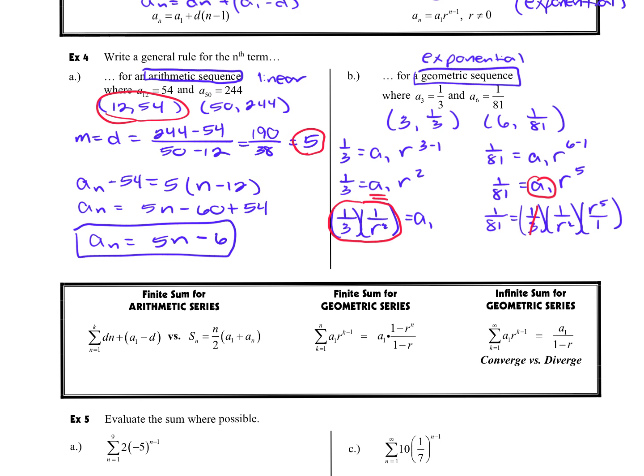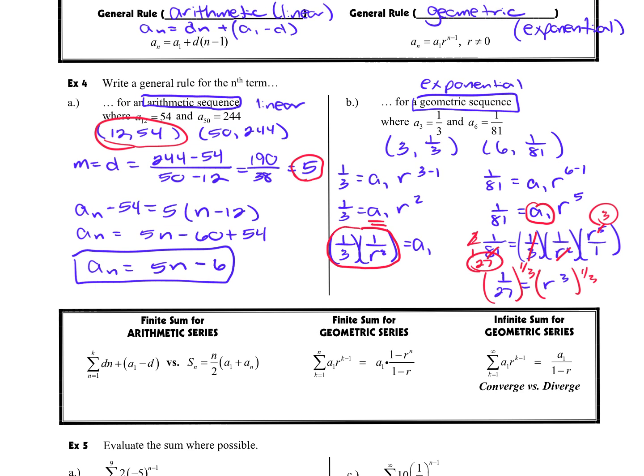And if I multiply 1/81 times 3, this is effectively saying this becomes 27. And of course, these reduce, and this exponent now becomes 3. So what I have is 1/27 equals r cubed. I can take the cube root of each side. So my r value is now going to be 1/3.